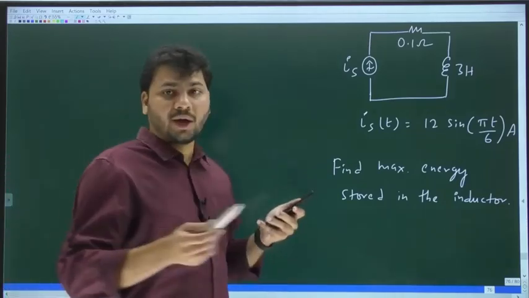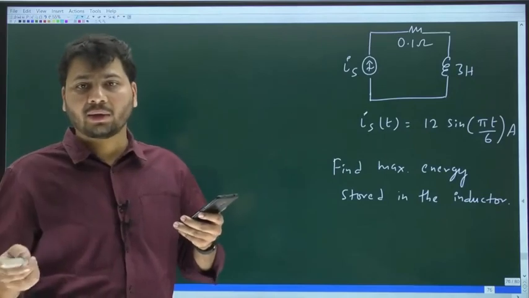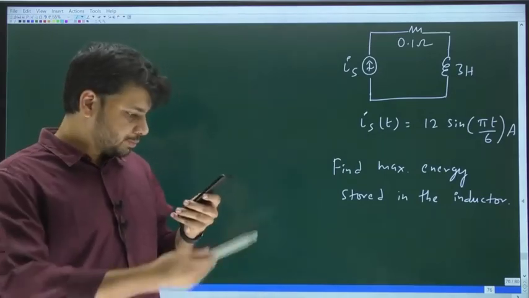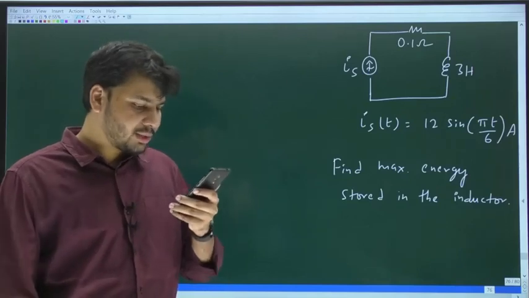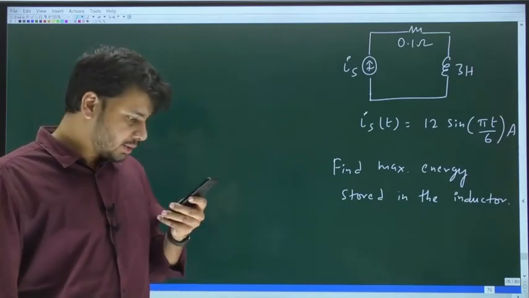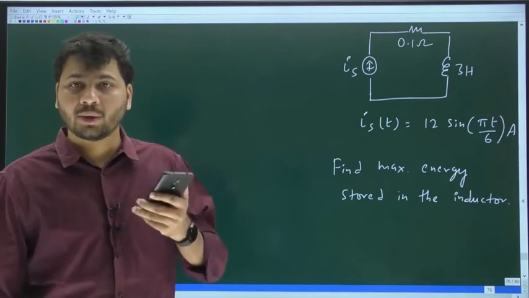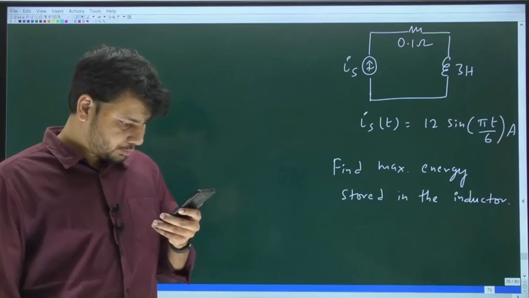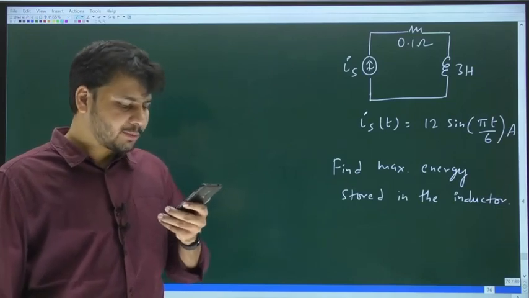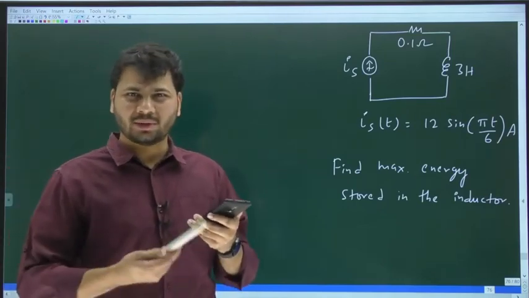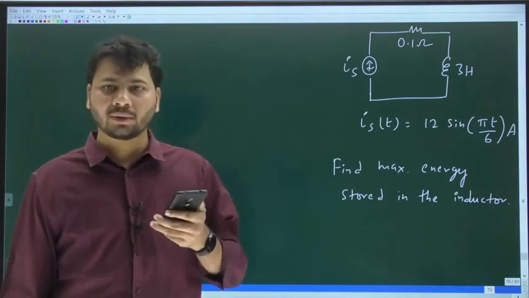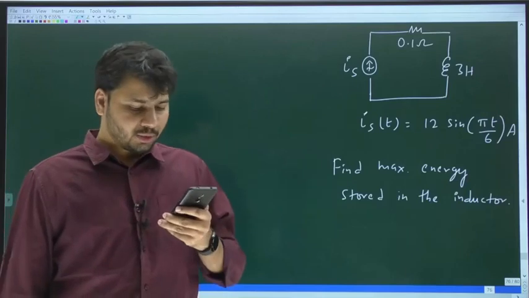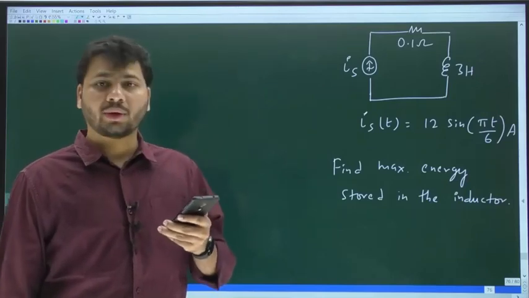So in this circuit we have a resistor and an inductor connected in series across what? A sinusoidal current source whose value of current is what? 12 sine pi t by 6 amperes. Resistance value is what? 0.1 ohms and the inductance value is what? 3 Henry. The question is what? To find the maximum energy stored in the inductor. It's extremely easy. Just tell me the answer. Take half a minute and tell me the value of the maximum energy stored in the inductor.